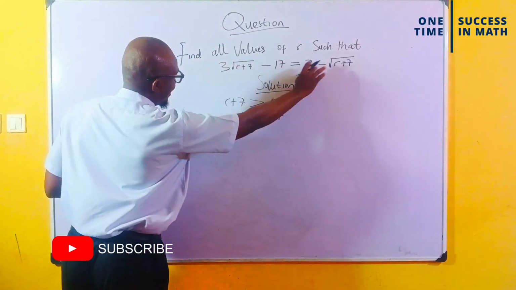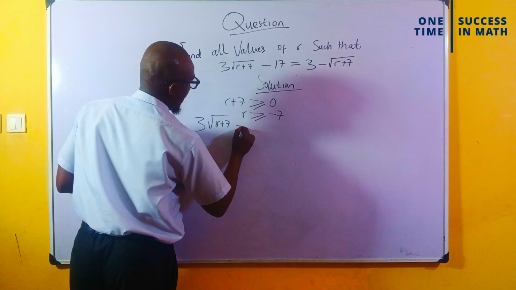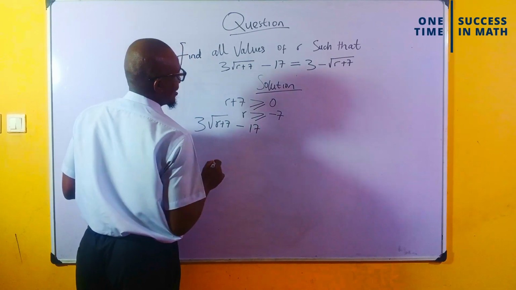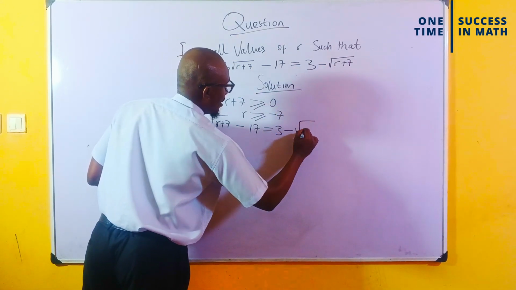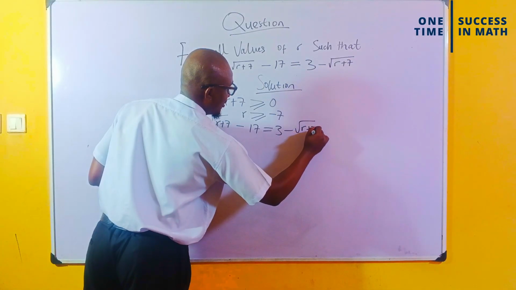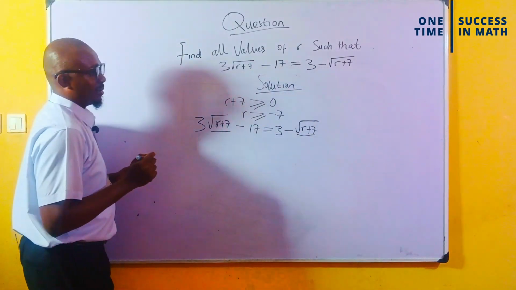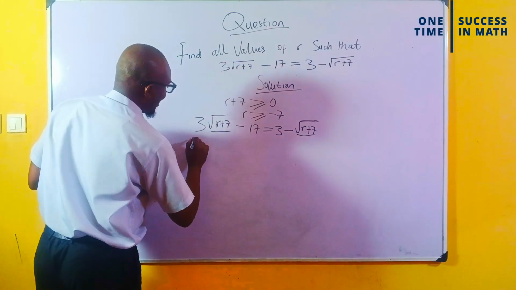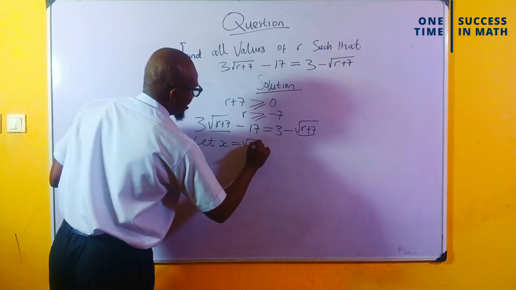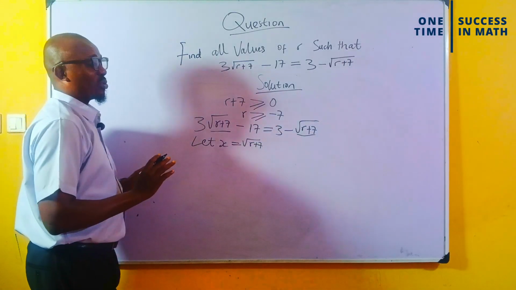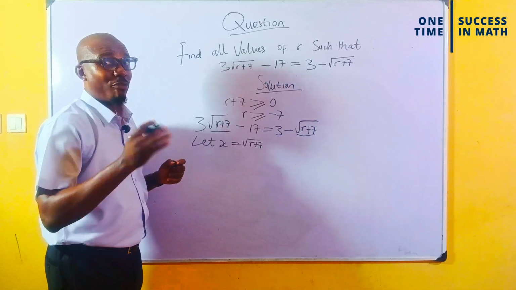So let us now write this equation. 3 root r plus 7 minus 17 equal to 3 minus root of r plus 7. We can substitute this radical as x. Let x be equal to root of r plus 7. This is just to make it easy for us to get a linear equation that we can solve easily.